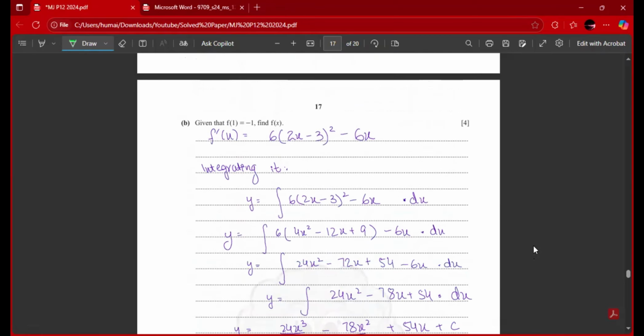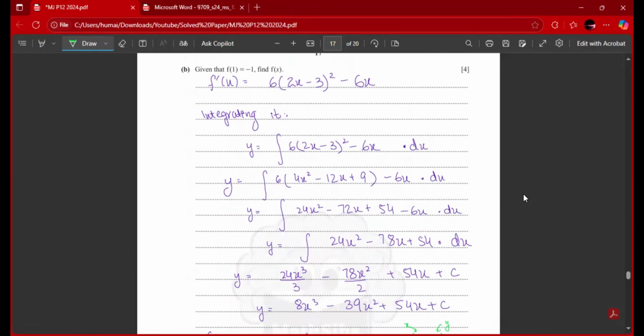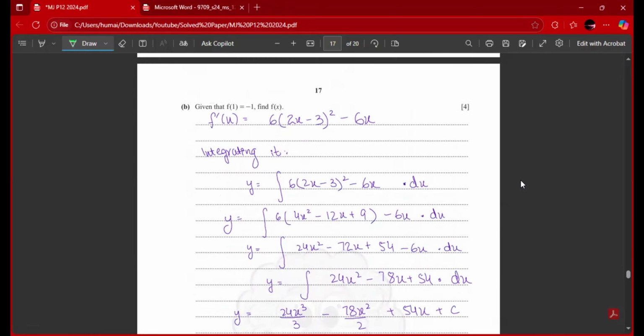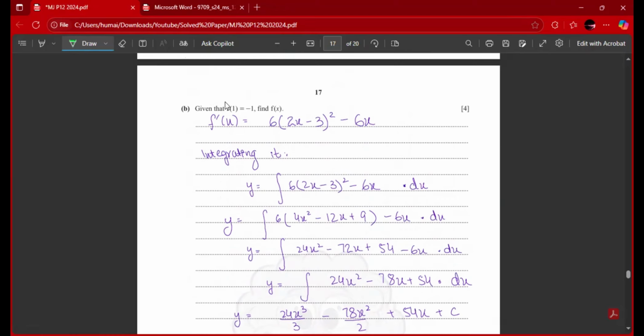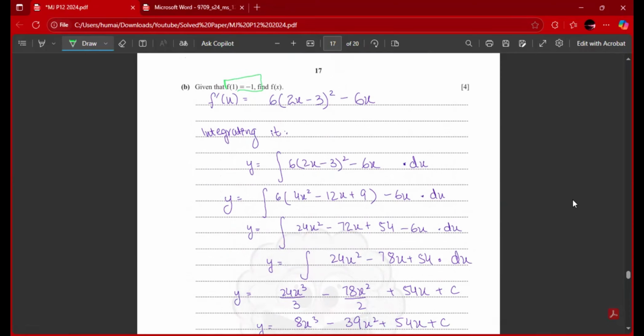Okay, so next question. Given that f(1) is equal to minus, okay, so what are we given? Let me just explain this part first. What are we given? f(1) is equal to minus. What does this mean? Okay, guys, this is the value of our y-axis, meaning our output. This is our value of input, meaning the x value. So that means my 1 is equal to x, and if my x is equal to 1, my value for y should be equal to minus. But we don't have f of x, and we have to find it.